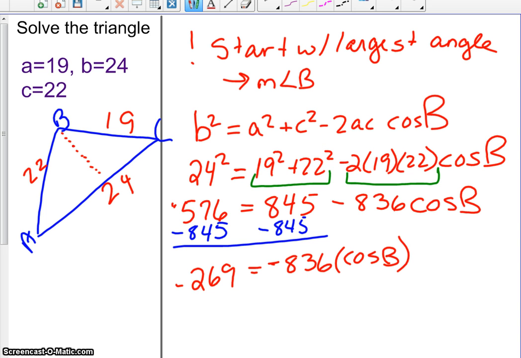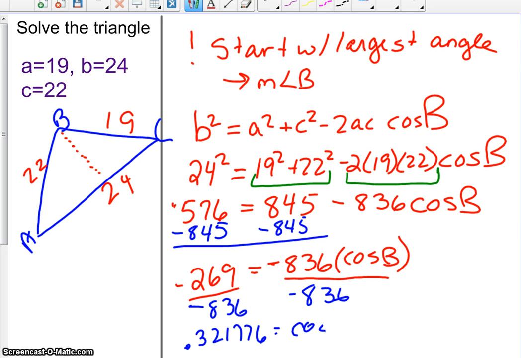I need to find out alone what is cosine of b. So I'm going to divide both sides here by negative 836. Okay, negative 836. So I get for an answer here positive 0.321776. That's what the cosine of b is. So what I need to do is to do that second inverse.